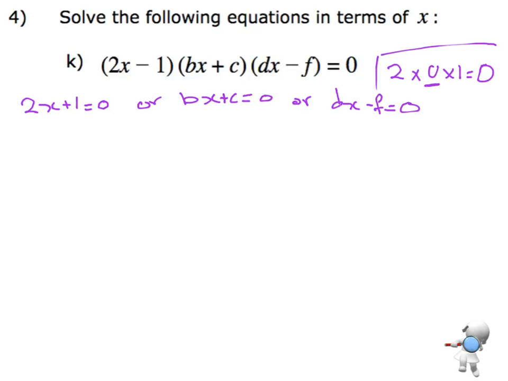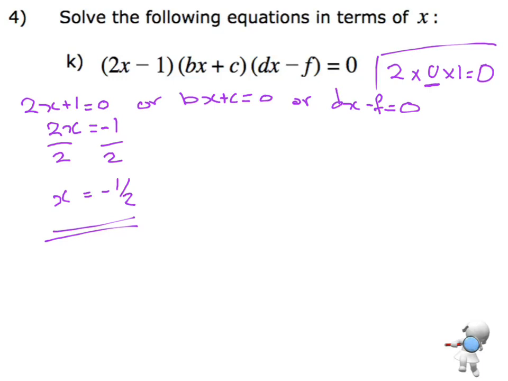Alright, so I'll start with the first one, 2x plus 1 equals 0. Leave the 2x on the left hand side, move the 1 across, becomes minus 1. Now I want to get rid of the 2 in front of the x, so I'm going to divide both sides by 2. x equals negative a half. That is my first solution.